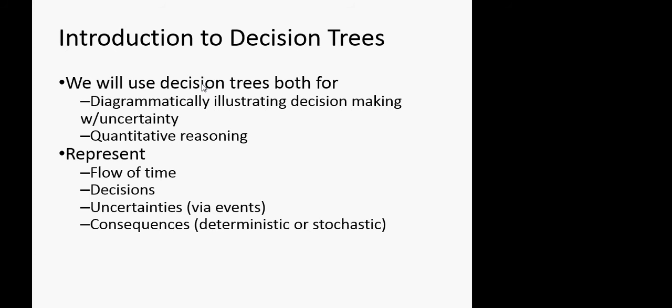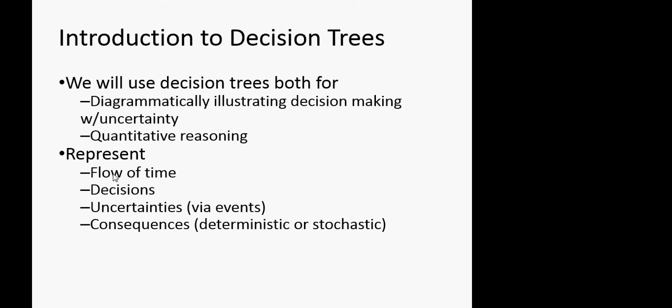Okay, so here we're going to be using decision trees in a quantitative way. They can be used to kind of diagrammatically show a set of possible choices and outcomes. But we're going to be using them quantitatively. And specifically, what they're going to represent is a couple things. They're going to represent a situation unfolding over time. So time will be part of it, the flow of time. Things are changing over time. Where you have to make decisions over time in the context of uncertainties over time.